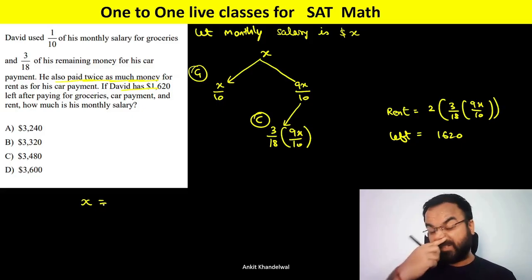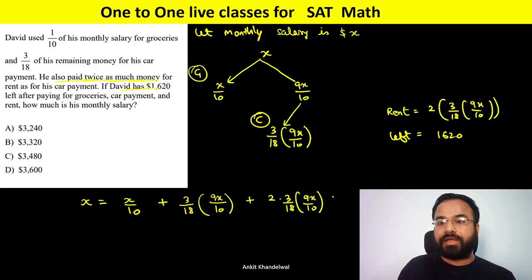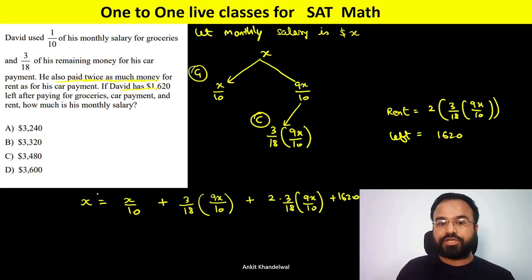So that X will be equal to what he has paid on the groceries, then what he has paid on the car payment, and the rent he has paid will also be counted in this. 2 times 3 by 18 times 9x by 10, plus 1620 also, because 1620 is left. So this is the equation. Total salary is divided into the grocery, car payment, rent and the money left. So we just have to solve this equation now.